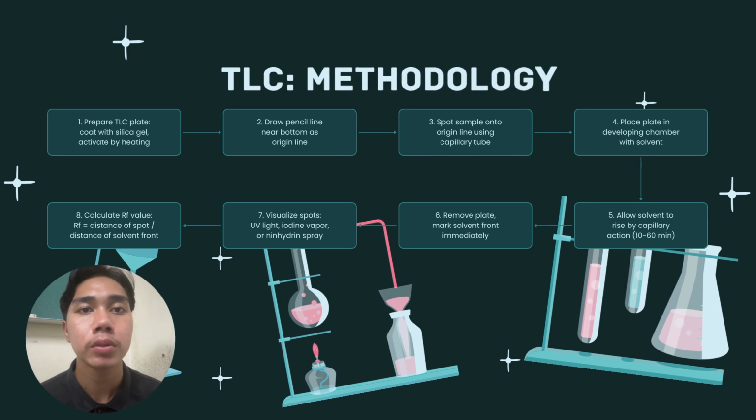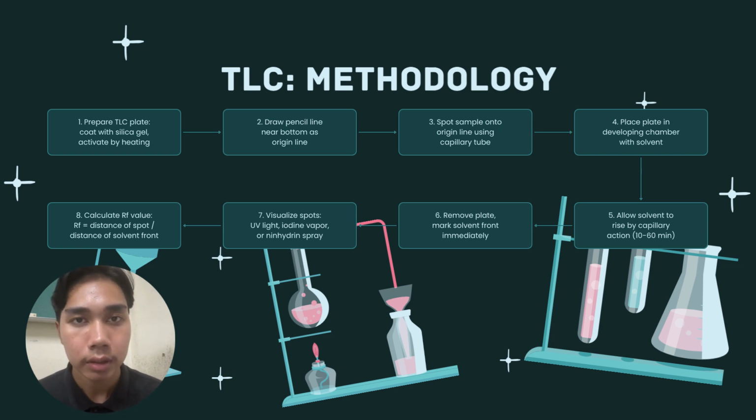Now, let's go through the basic steps involved in thin layer chromatography. First, the TLC plate is prepared by coating it with silica gel and activating it through heating. Next, a pencil line is drawn near the bottom of the plate to serve as the origin line. The sample is then applied onto the origin line using a capillary tube.